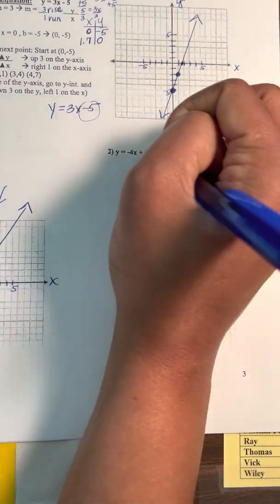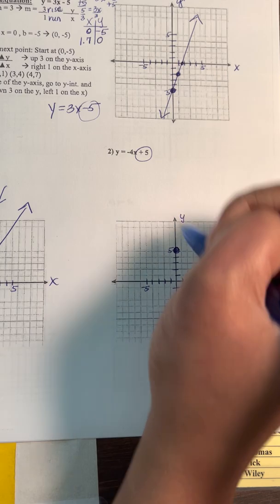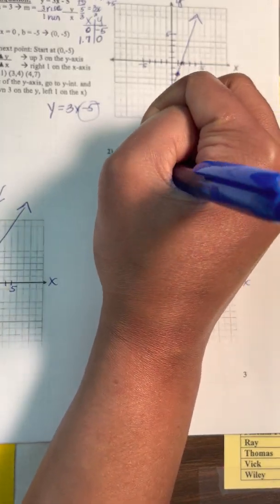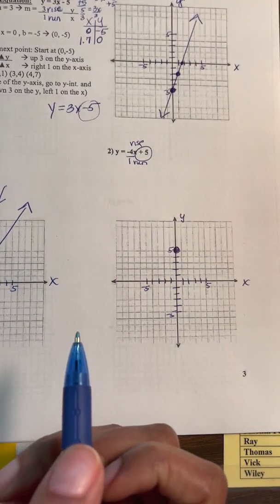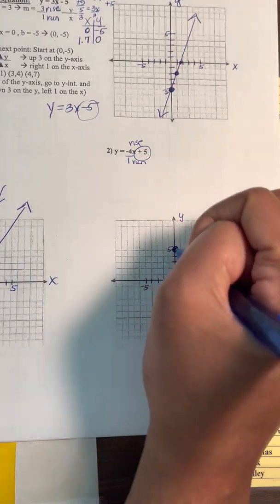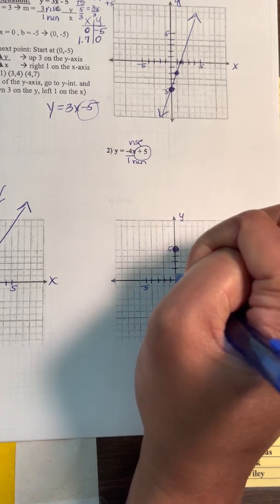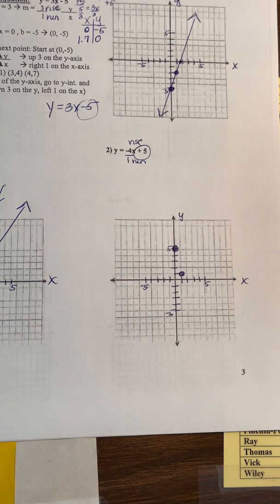Negative 5. Starting point at the positive 5, which is here on your y-axis. So negative 4 is my rise and my run is 1. But you're thinking, okay, well, it's negative, so I can't rise up on a negative, which is true. So we're going to fall down, right? So we're going to go down 4. 1, 2, 3, 4, and over 1. So not too hard, it makes sense.